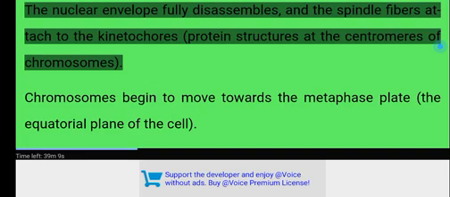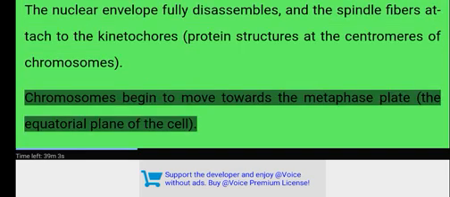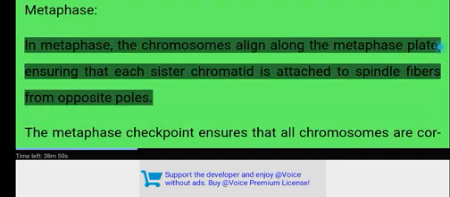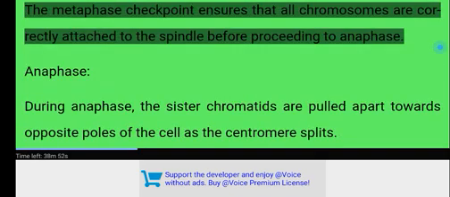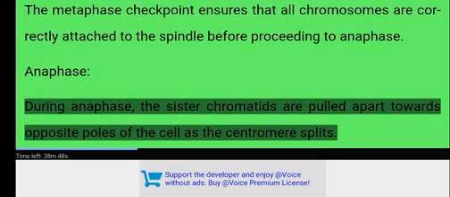Prometaphase: the nuclear envelope fully disassembles, and the spindle fibers attach to the kinetochores, protein structures at the centromeres of chromosomes. Chromosomes begin to move towards the metaphase plate, the equatorial plane of the cell. Metaphase: in metaphase, the chromosomes align along the metaphase plate, ensuring that each sister chromatid is attached to spindle fibers from opposite poles. The metaphase checkpoint ensures that all chromosomes are correctly attached to the spindle before proceeding to anaphase. Anaphase: during anaphase, the sister chromatids are pulled apart towards opposite poles of the cell as the centromere splits.